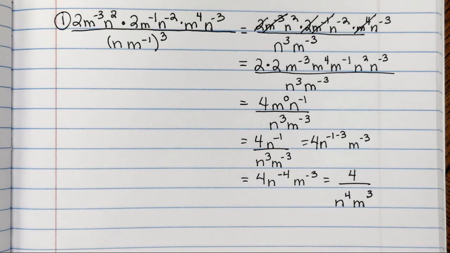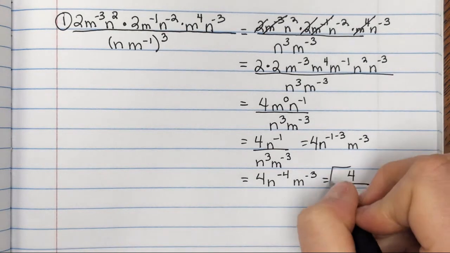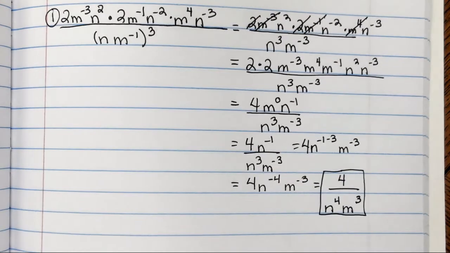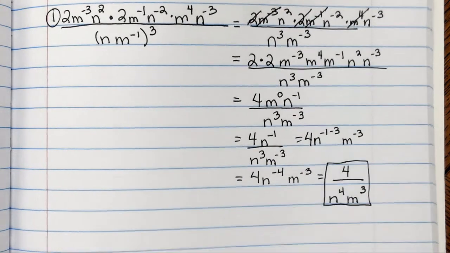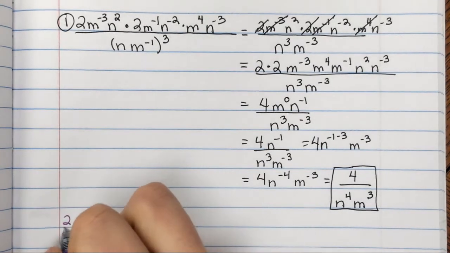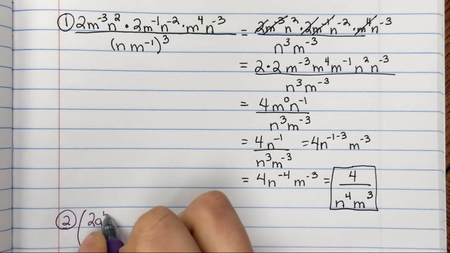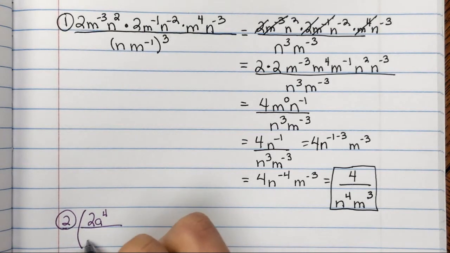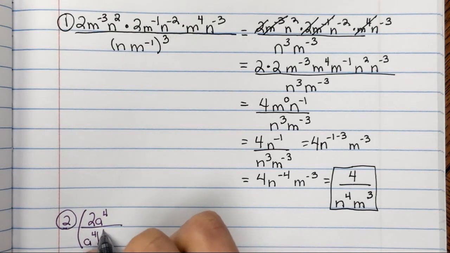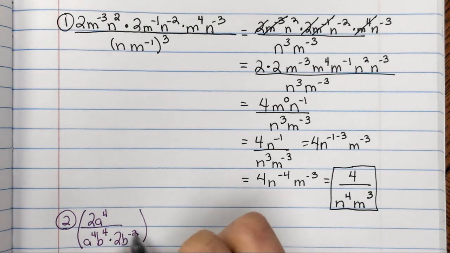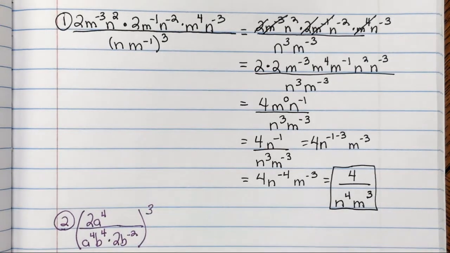It's also very important that you show each step and do one part at a time instead of trying to rush through it. All right, example number 2, I'll do it in a different color so it shows up a little better. Example 2, I have 2a to the 4th over a to the 4th, b to the 4th, times 2b to the negative 2, and that whole quotient to the 3rd power.